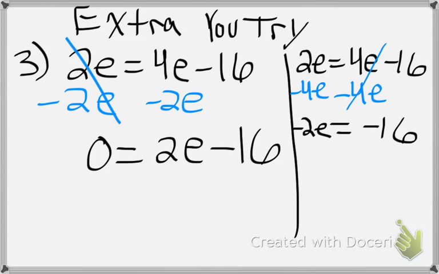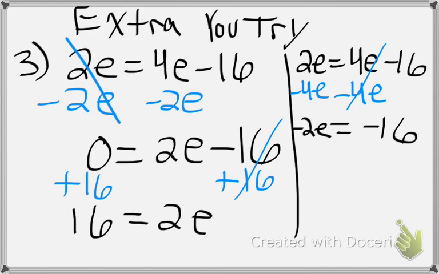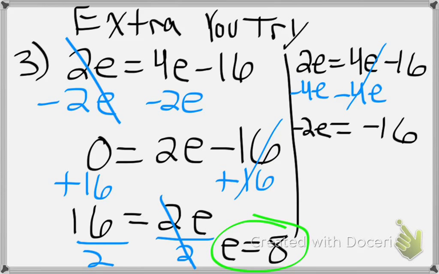So you don't need to write that example on the right, but I wanted to show you another way of doing it if you're nervous about emptying out one side of the equation. Anyways, finish solving the one on the left. Add 16 to both sides. Well, 0 plus 16 is 16, so we have 16 equals 2e. Now finish dividing and you're all done. We end up with e equals 8. That is the answer to our equation.